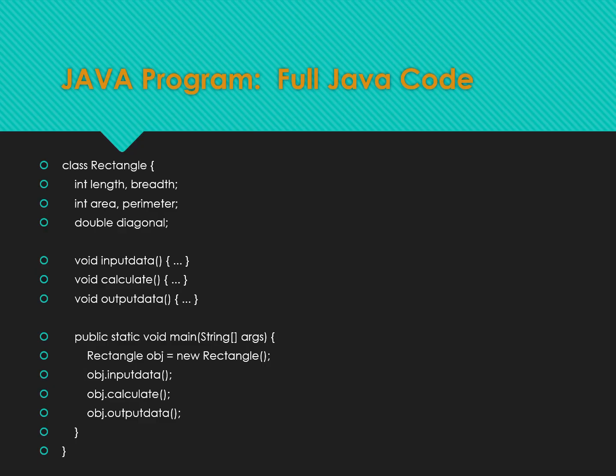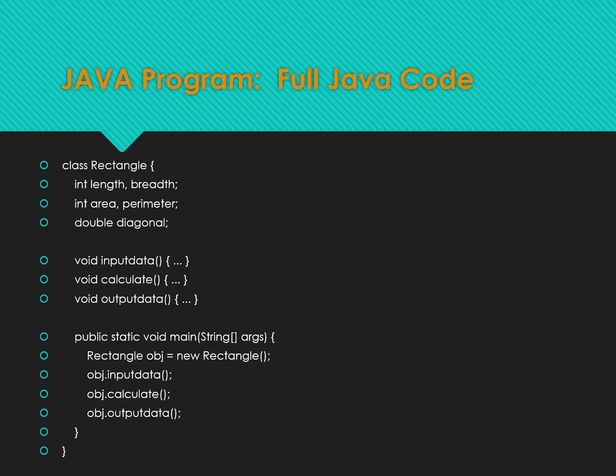Three methods follow. InputData handles the input from the user. Calculate performs the mathematical operations. And outputData displays the results. These methods make the program modular, meaning each method is responsible for just one task. This improves readability and makes future debugging or changes easier.